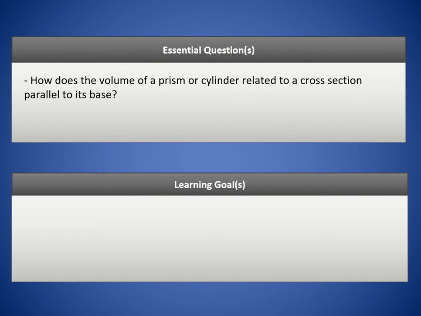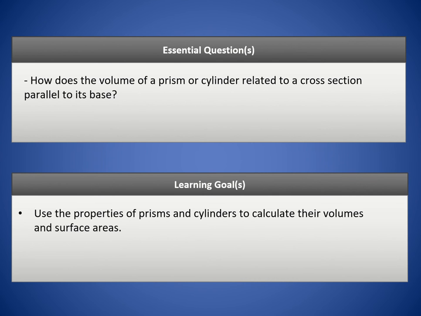So our central question of the day is, how does the volume of a prism or cylinder relate to a cross-section parallel to its base? In addition, we want to use the properties of prisms and cylinders to calculate their volumes and surface areas. We also want to address the question, how can the surface area of a prism or cylinder be calculated? So this is going to be our focus, to do volume and surface area of these shapes.